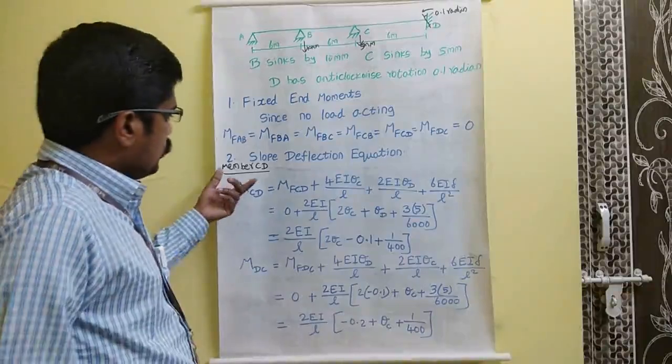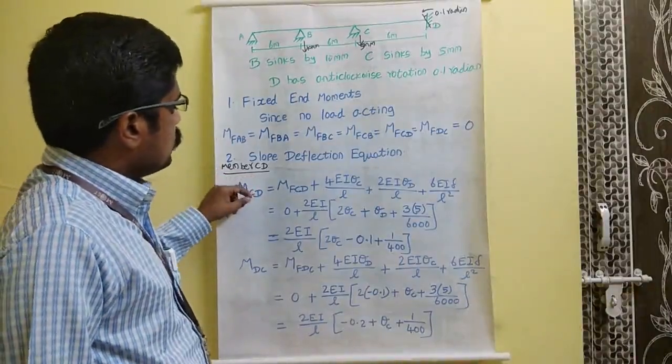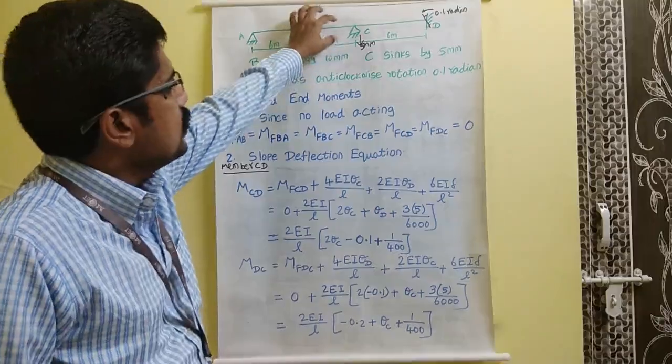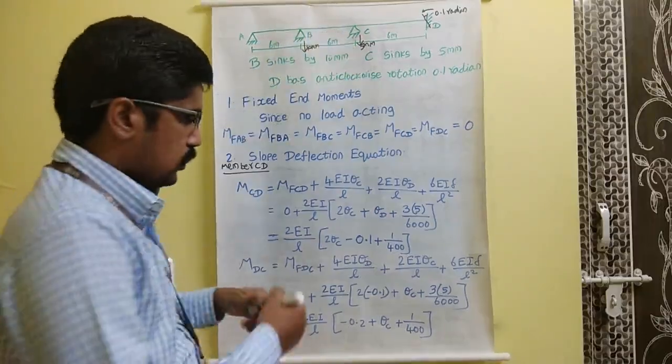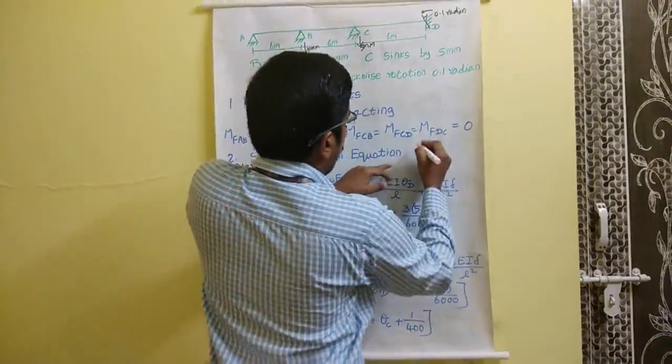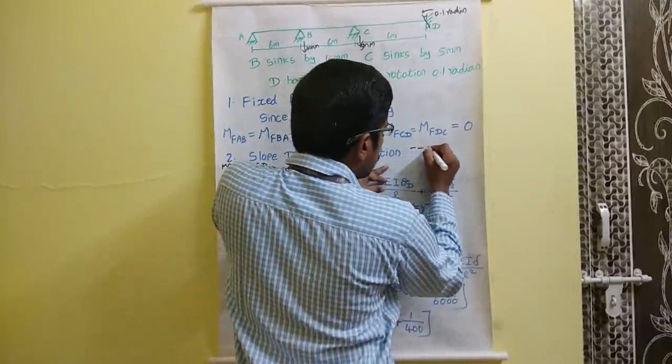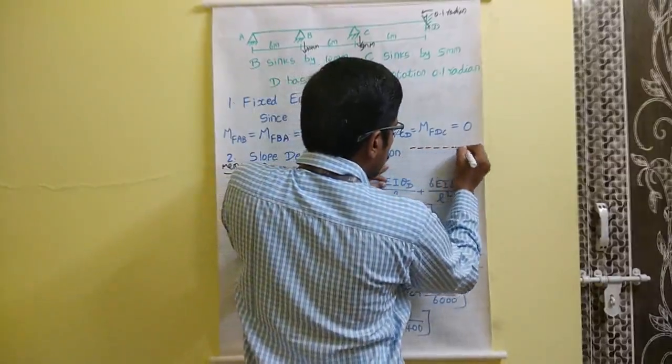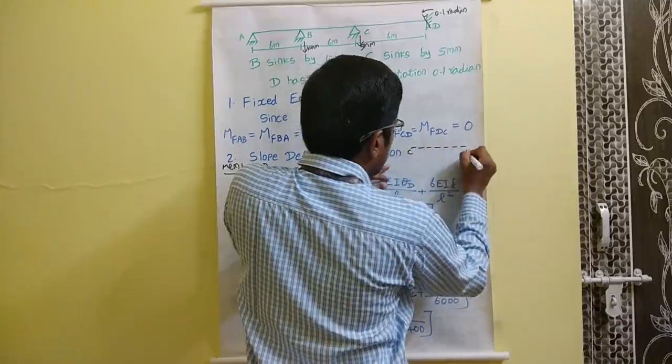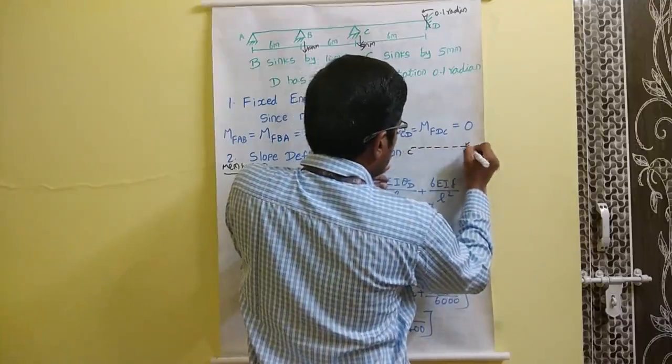So next we are going to find for member CD. In member CD they have given that the C is sinking by 5 mm. So first we are going to draw the member diagram. That is, this is C and this is D. So D is a fixed support.